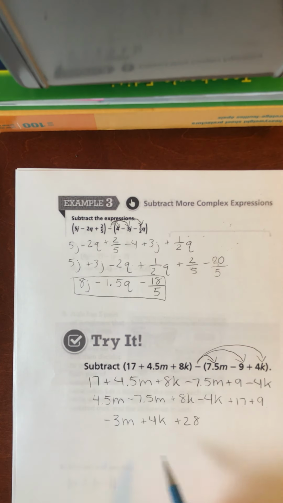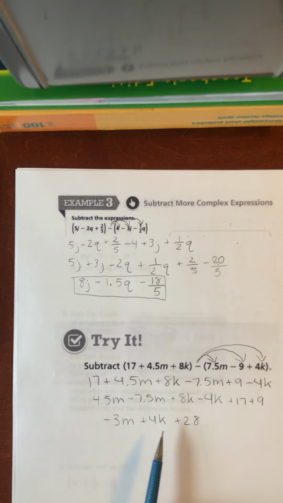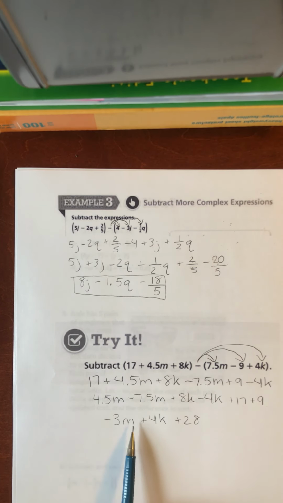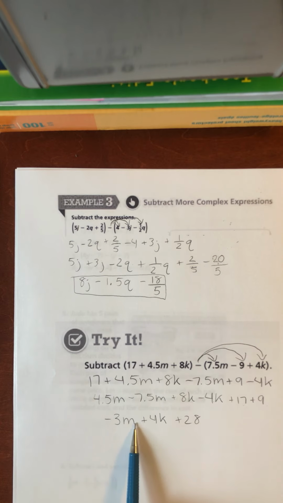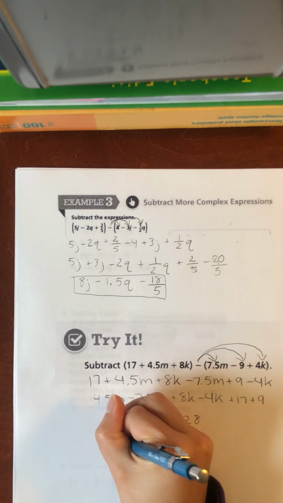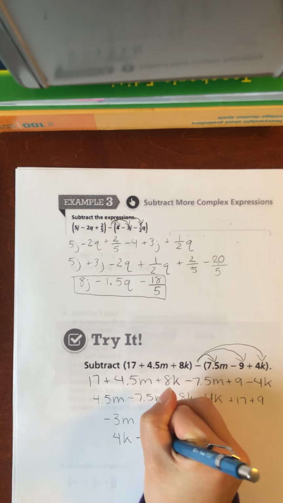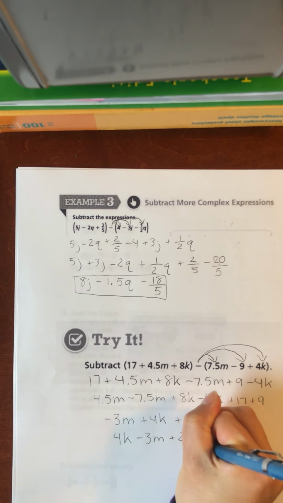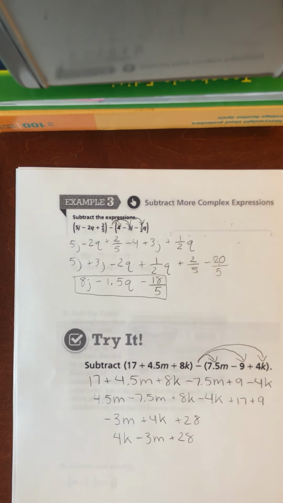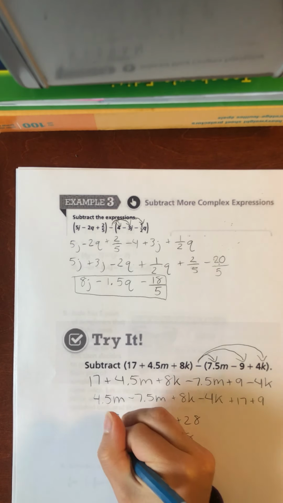Now, typically when you're writing an expression, you want to write the variables in decreasing order, meaning by exponent, which you'll learn more in algebra, but also you want to write the variables in alphabetical order. So I'm actually going to put the 4k first, and then negative 3m, and then 28. This would not be wrong, but typically you want to write your variables in alphabetical order.